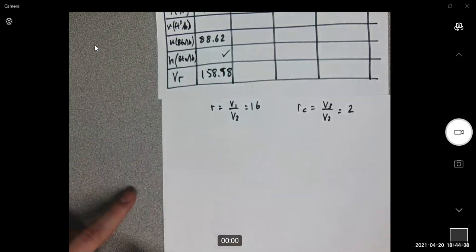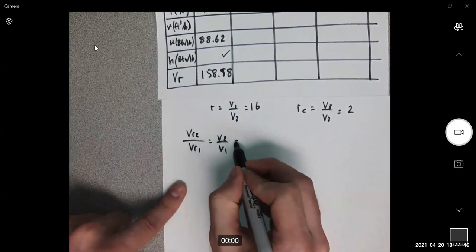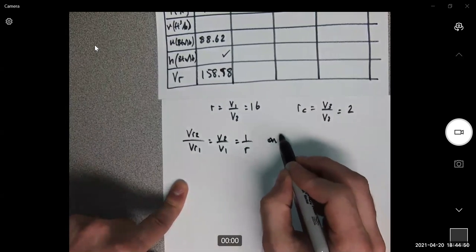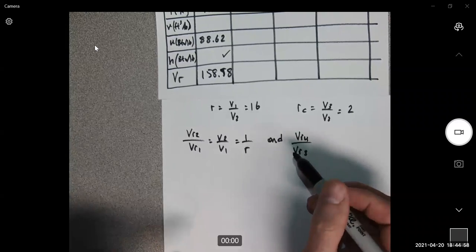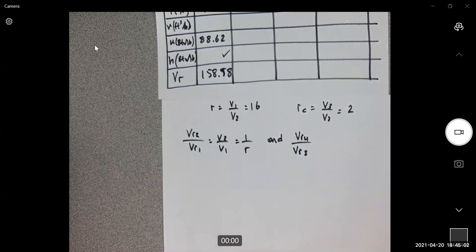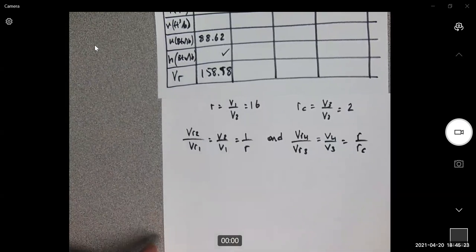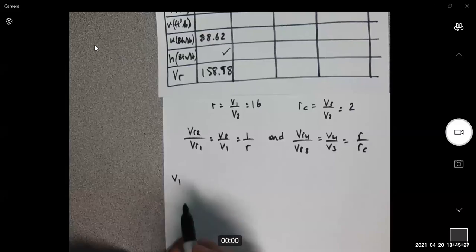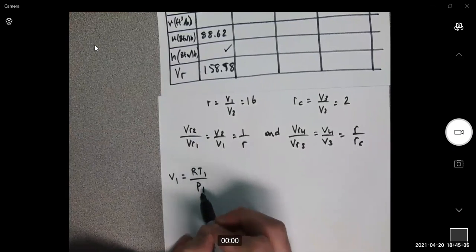For an isentropic process, I know that vr2 will be vr1 over r, right? And we are looking for the specific volume at state 1. I have information to find my specific volume at state 1, v1 equals RT1 over P1. These are all known.